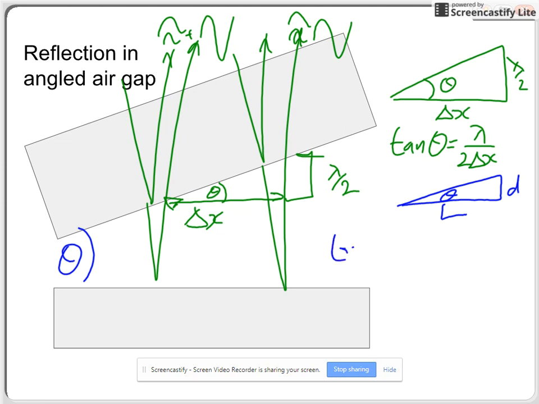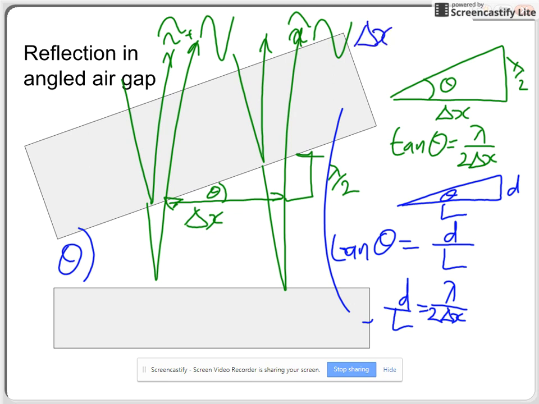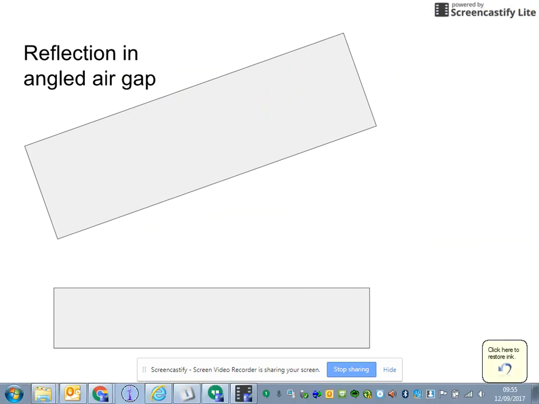In that case, for the same similar triangle, the same angle, tan theta is now that small distance divided by the length. And if we equate those two equations for tan theta, we've got d over L equals lambda over 2 delta x. And you can cross multiply that to give you, I'm just going straight back up to the top here, delta x equals lambda L over 2d. That's the equation that the SQA will give you.